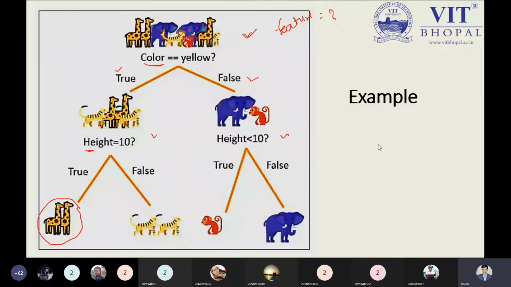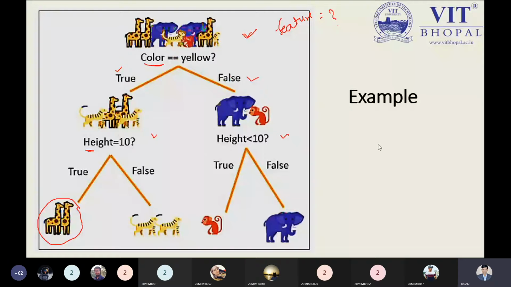We have to choose another feature, and that is known as the height. Suppose we have a height of 10 feet minimum. If it is true, then it comes into the left side, so that would be the giraffe. If the height is false, then the animal will be our tiger. So we can classify properly.